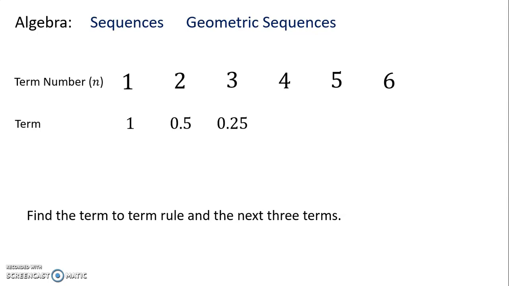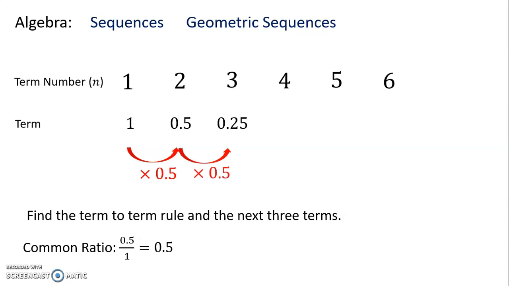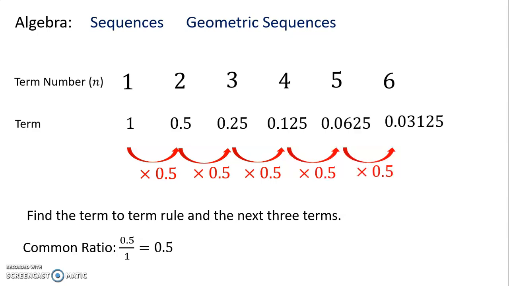Okay, so to find the term-to-term rule, or the common ratio, I'm going to do 0.5 divided by 1, which gives me 0.5. So I am multiplying by 0.5 each time. You might also have decided that we are halving, so you're dividing by 2. And that's fine as a term-to-term rule. To say the term-to-term rule is divide by 2 is perfect, but the common ratio has to be a multiply. So multiply by 0.5 again to give me 0.125, and again, and again.